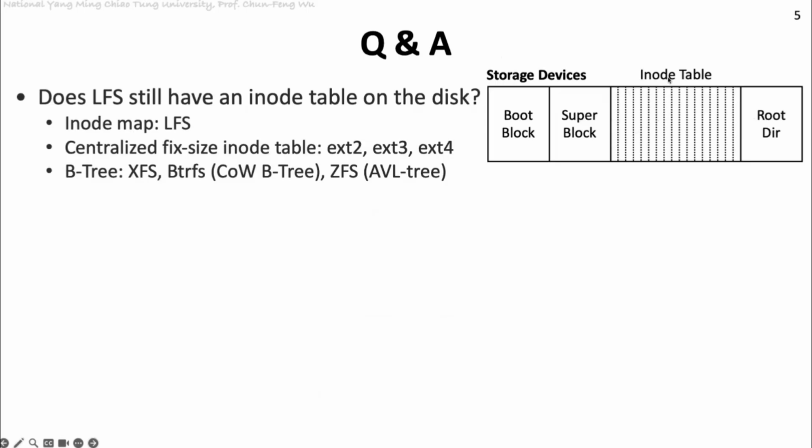But there are also other ways to implement the inode table. For example, XFS, BetaFS, and ZFS use a B-tree-like structure. This is just conceptual, to let you know there is a way to organize the inodes on the storage device, but it depends on the implementation of different file systems.